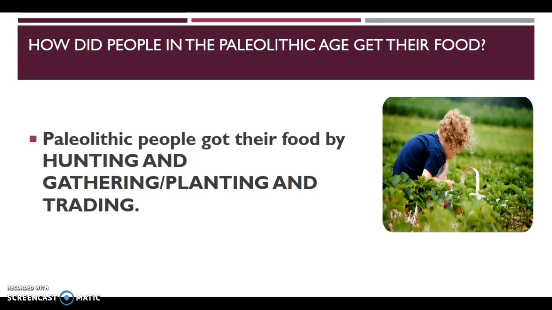How did people in the Paleolithic age get their food? Paleolithic people got their food by hunting and gathering or planting and trading.